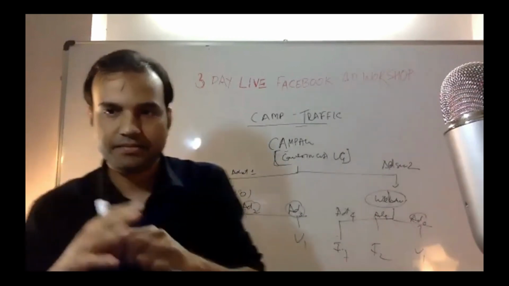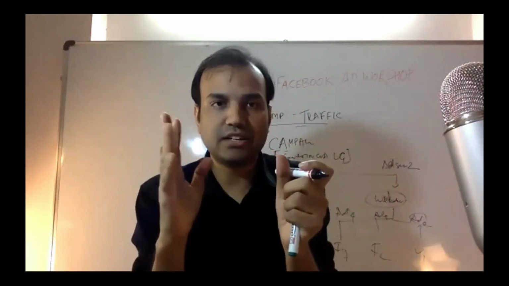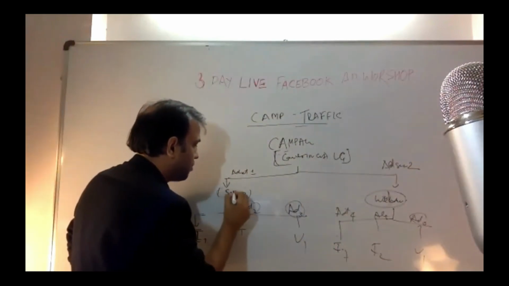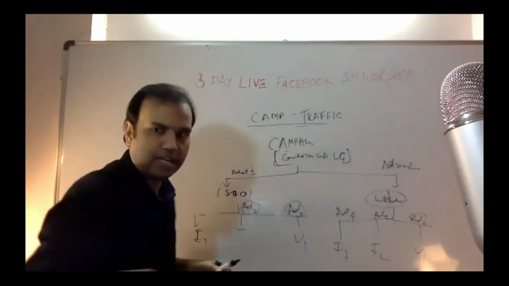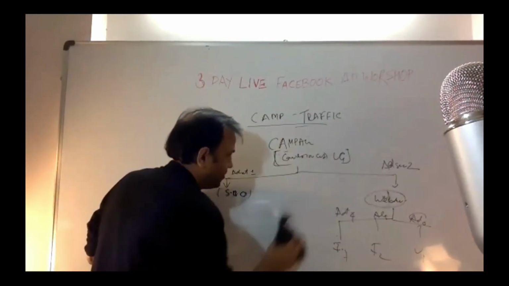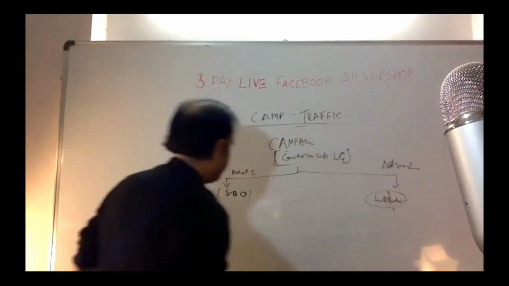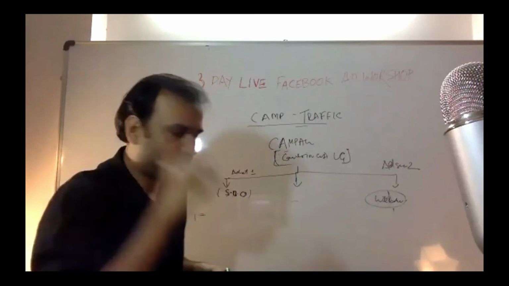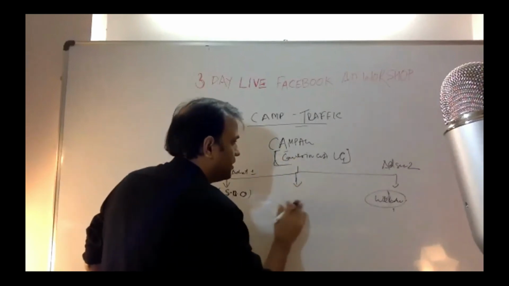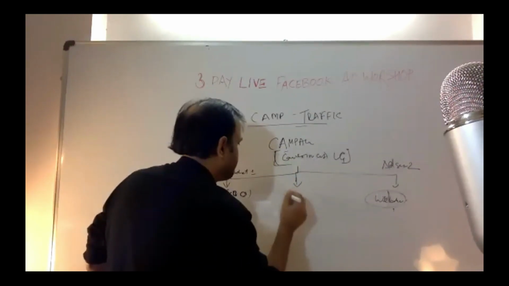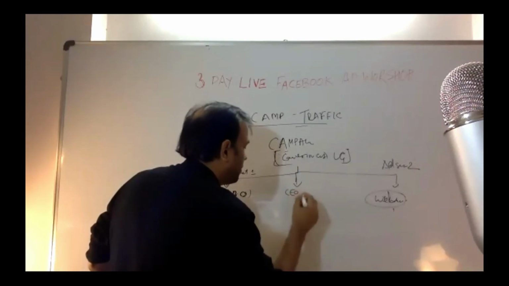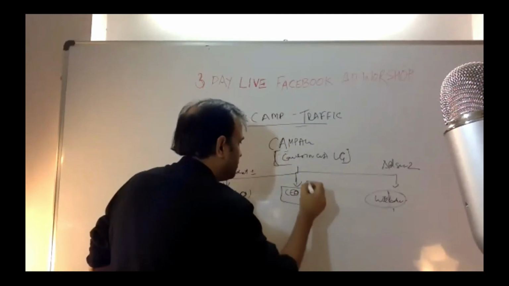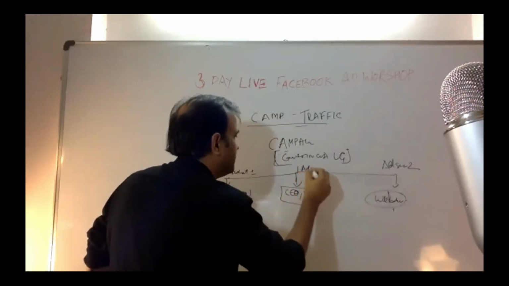You have selected the audience. From where are you going to select the audience? From the ad set, right? So I have selected small business owners. Let's not make it more complex. I have selected small business owners in one ad set. In the second ad set I have selected CEOs or managing directors, whatever. This is my targeting for ad set 2.